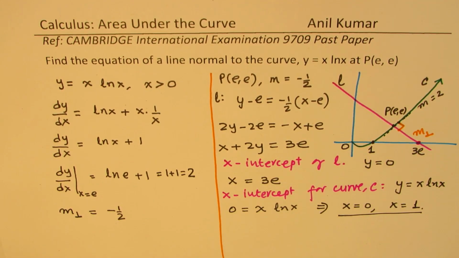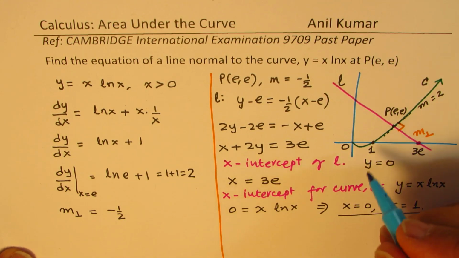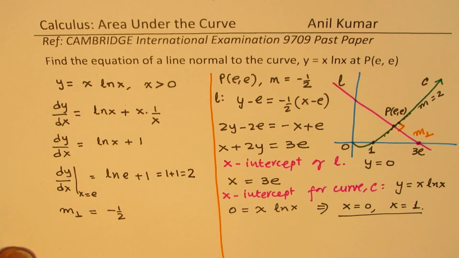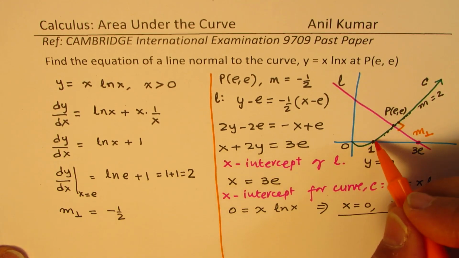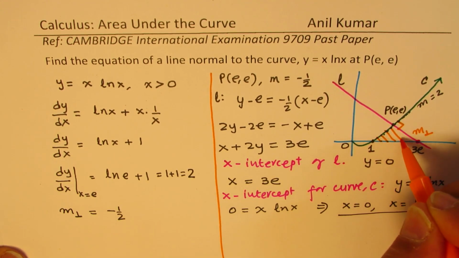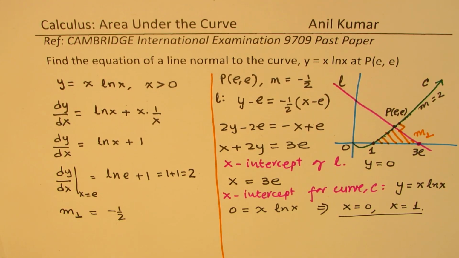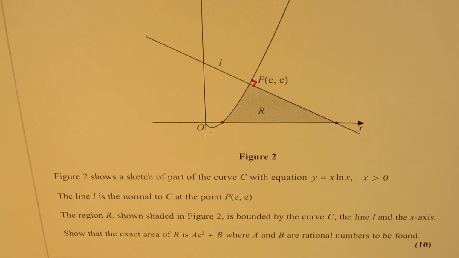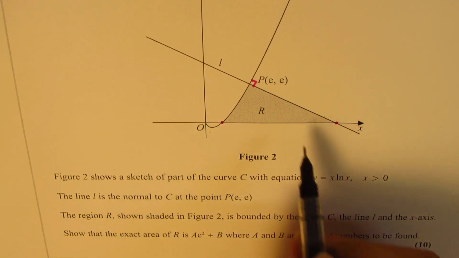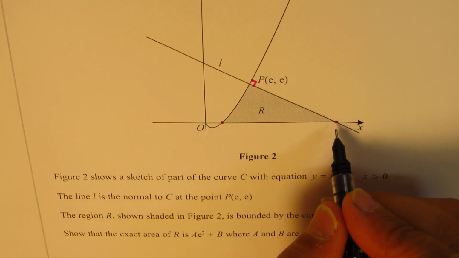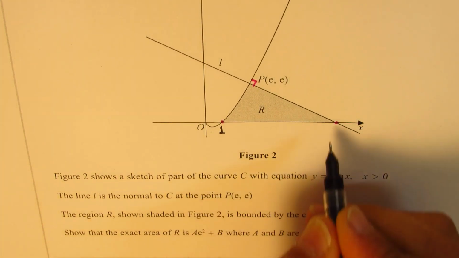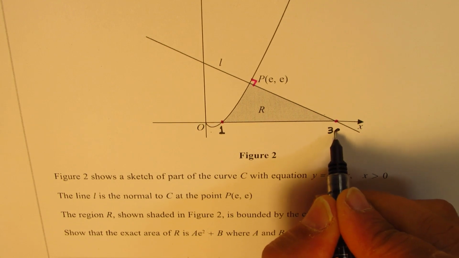So in a way, we got a triangle. Now, let us see how to find the area of this particular triangle. That means we are interested in this area, correct? Okay, so let's get back to our question and then we'll continue from here. Here is our original question. We found all these points. We found this x-intercept is at 1 and that one is at 3e, right?